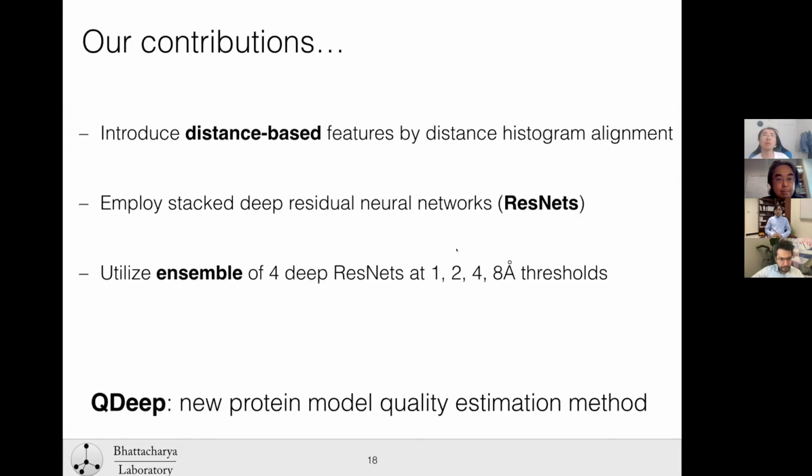And so our contribution in this area is these 3 things that I just discussed. Namely, we introduced distance-based features using distance histogram alignment. We also employed stacked deep residual neural networks, or ResNets, in model quality estimation. And then we used ensemble learning by training 4 deep ResNets, each of which targets one of these specific thresholds. The result is QDeep, our new protein model quality estimation method.